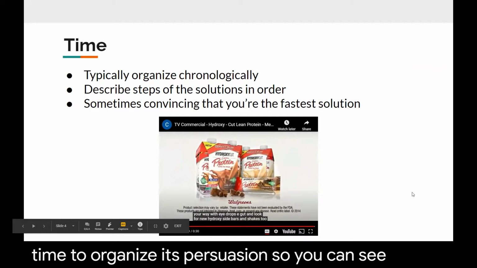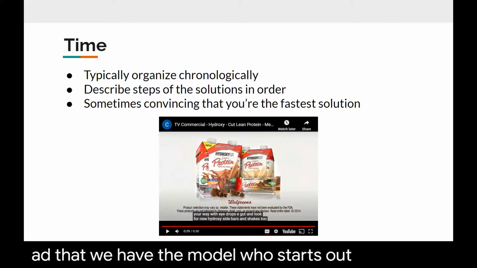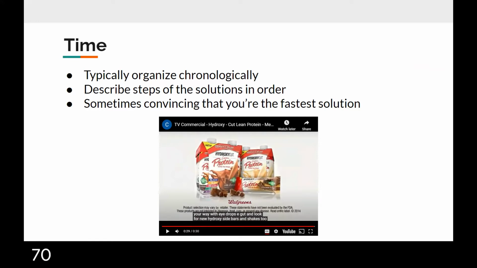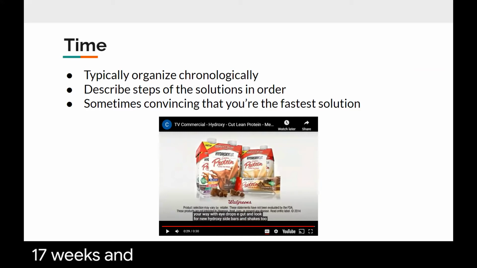So you can see in this ad that we have the model who starts out on day 1, and then we see her transformation over a period of 17 weeks in the ad. And so you can see how they organize it chronologically from day 1 to the end of 17 weeks and her weight loss progression.